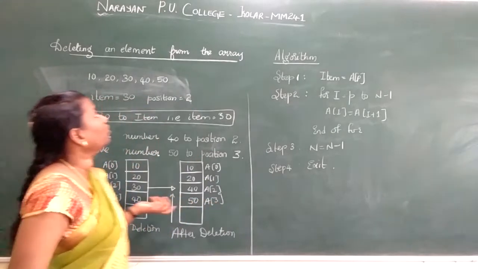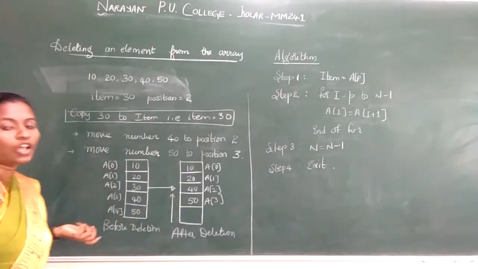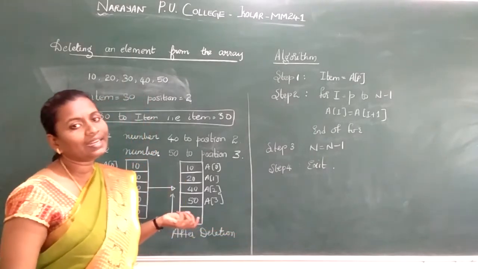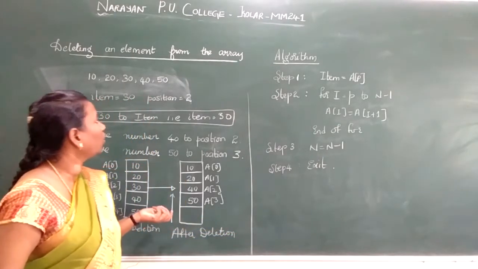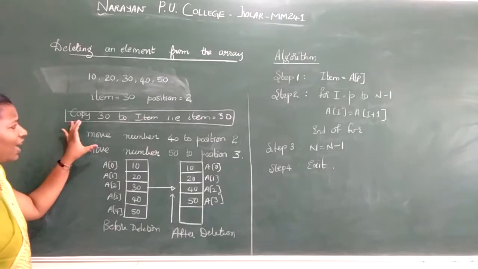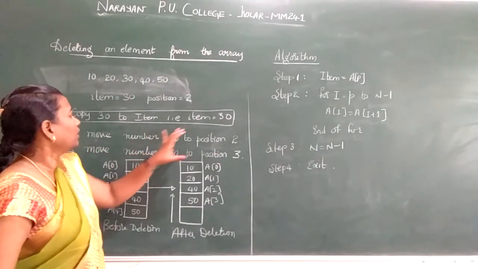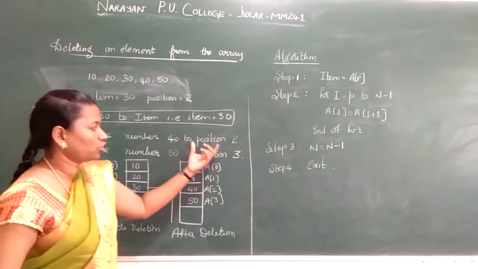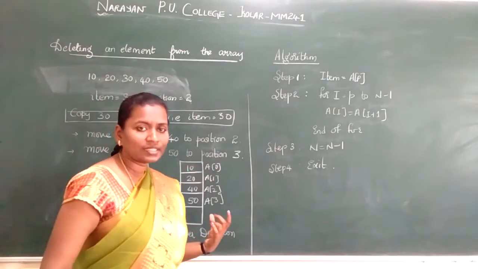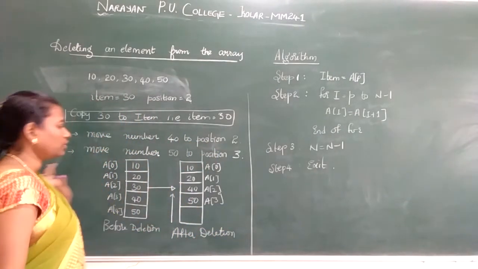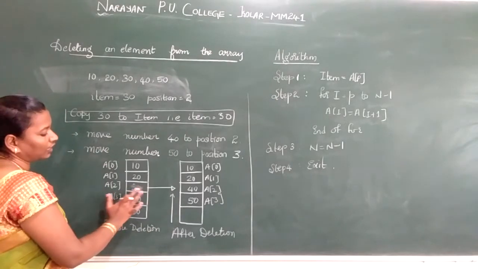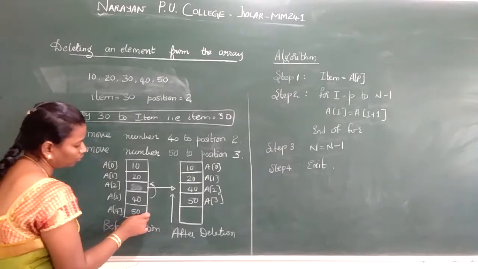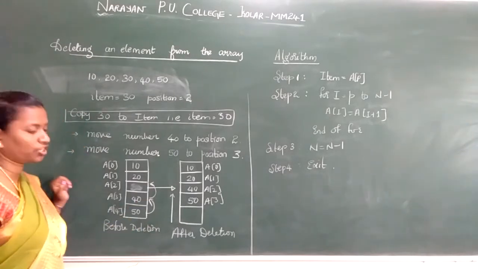I repeat, what do you mean by deleting an element from an array? Removing the elements from an array is called deleting an element from an array. Now, see, I have taken 30 to be deleted, the element 30 at position 2. So move number 40 to position 2. Once the element 30 is deleted at position 2, this place will be vacant. So I'll move 40 here to position 2 and I'll move 50 here to position 3.